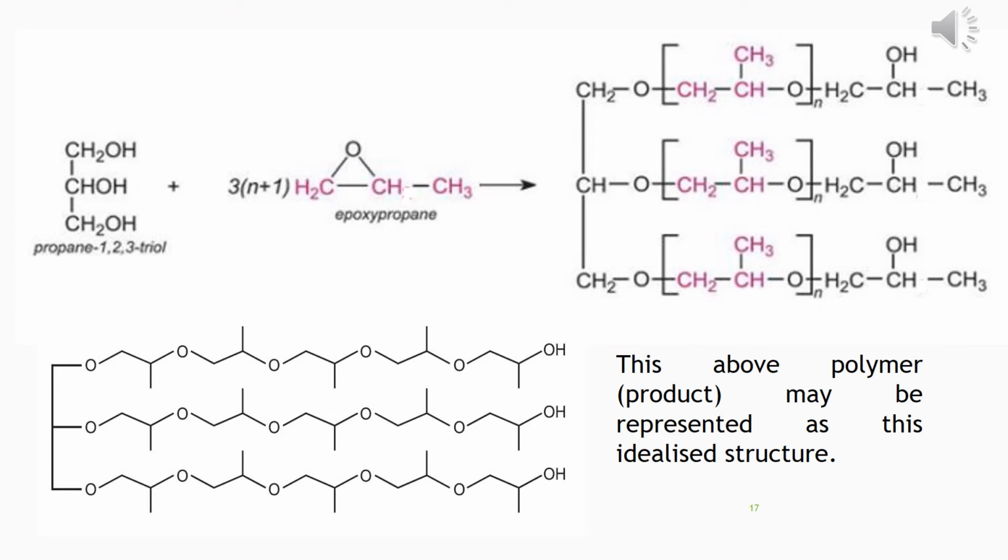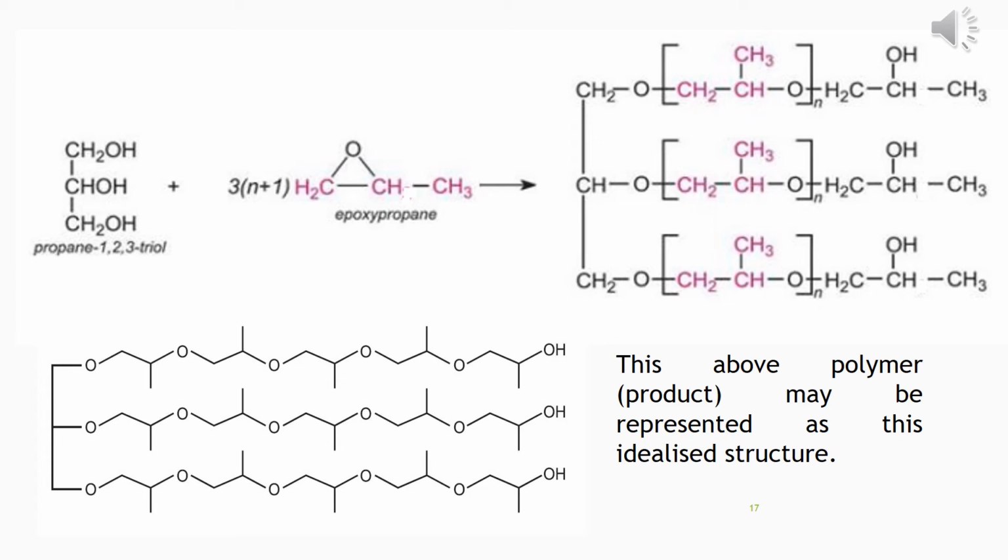So here you can see propane 1,2,3-triol at the very left side of the reactants, and epoxy propane, which is after the glycerol, in which there are three carbons colored pink. Three carbons are colored pink in this epoxy propane. When both of these make up a polyol, this polyol contains three hydroxyl groups.